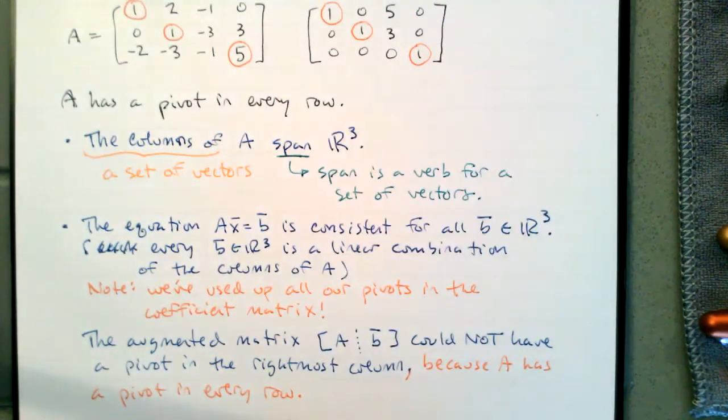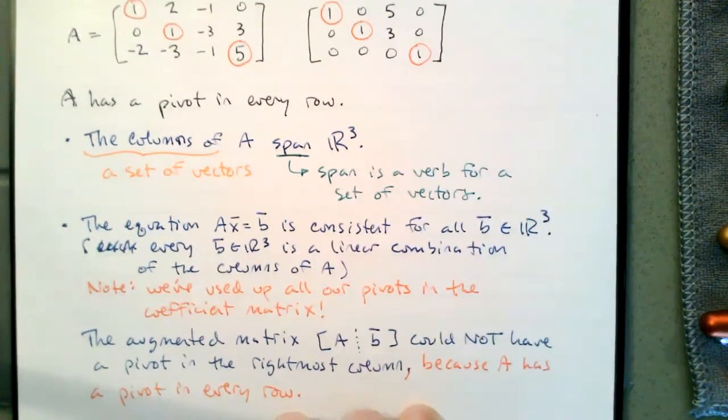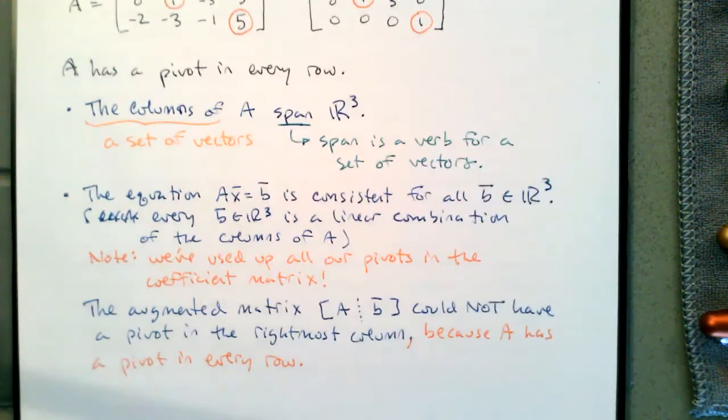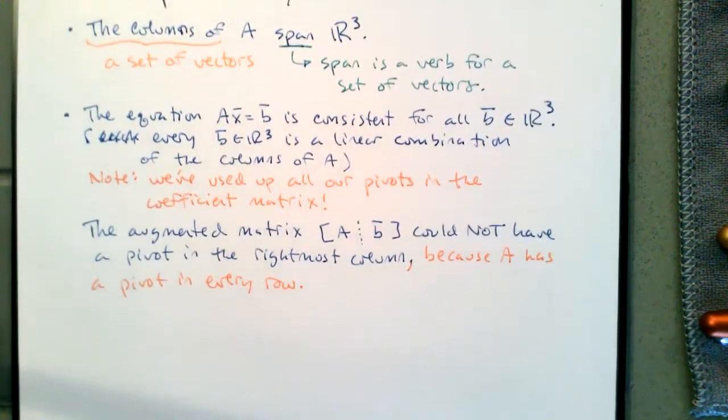You never need to pull out the augmented matrix. This is just so that you can understand why this is the case. So this is how we think about it. We've used up all the pivots in the coefficient matrix. There will not be a pivot in the rightmost column of the augmented matrix. Remember, never say rightmost column without saying augmented matrix.